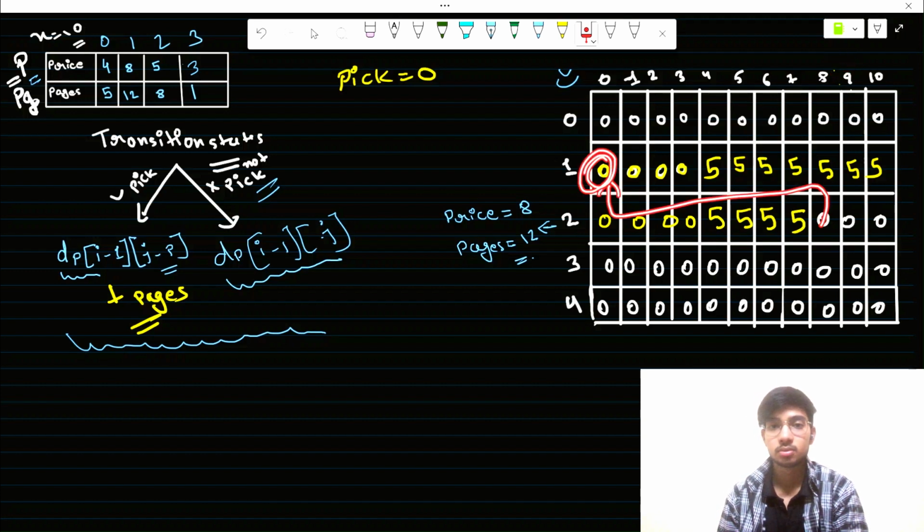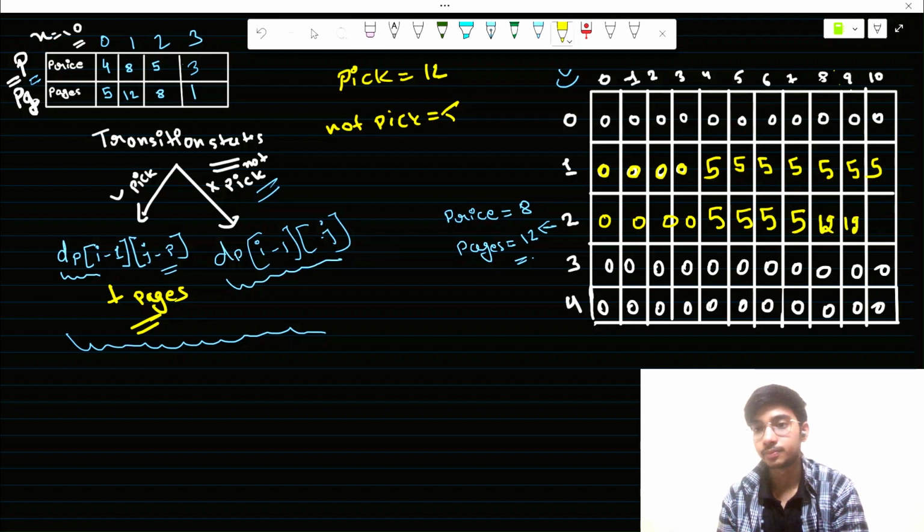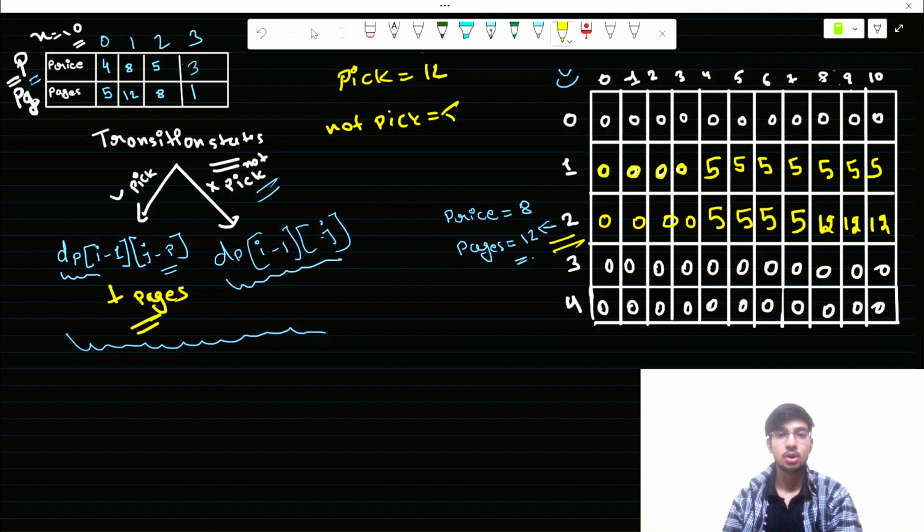For 0, this value is 0. You have to add the number of pages also, that is 12. So the pick value is going to be 12 for 8. And not pick value is 5. Not pick value is just the previous value. So the maximum is 12. So for this the value is going to be 12. Okay. So this is how you can fill for the index 2. Now let's fill for the index 3.